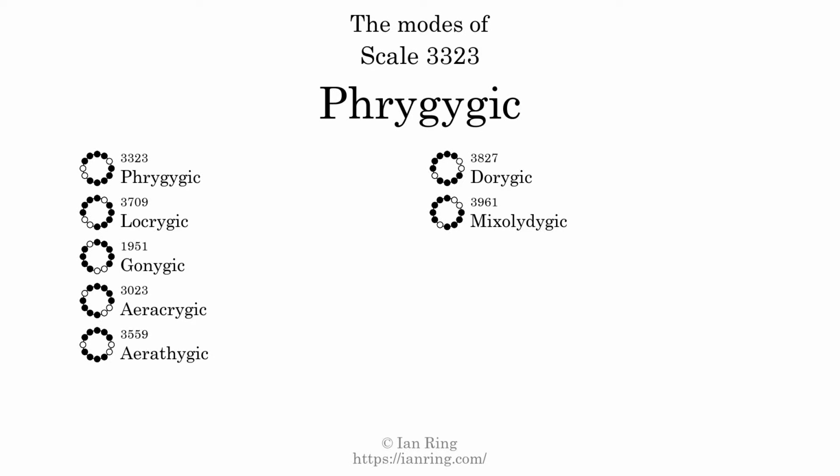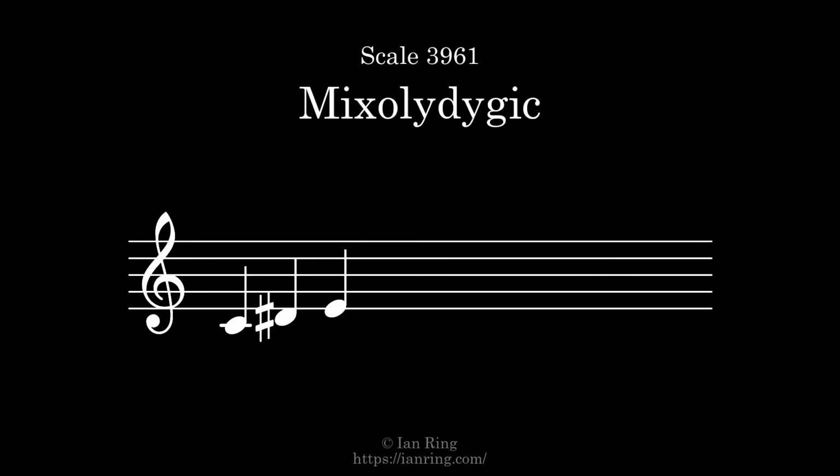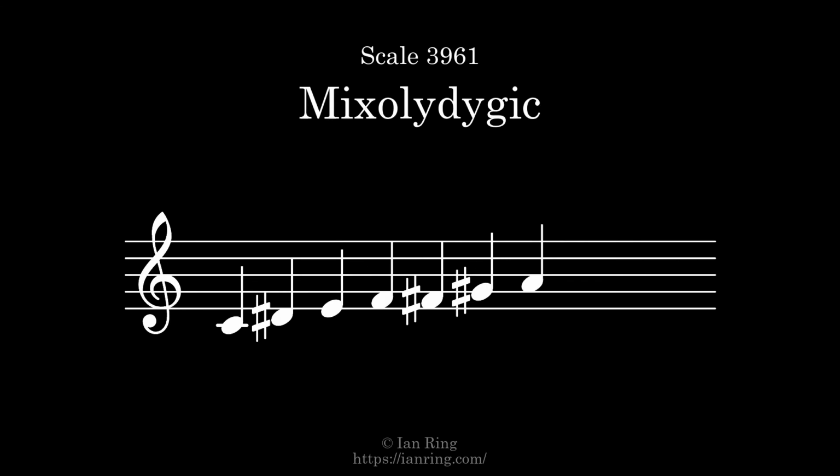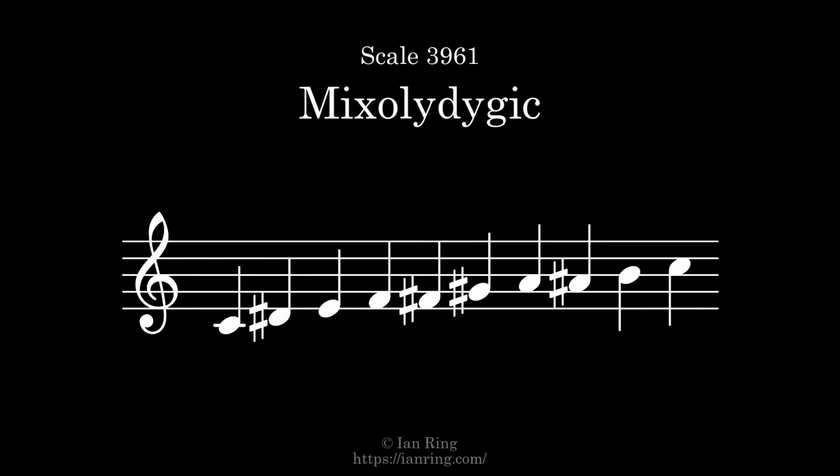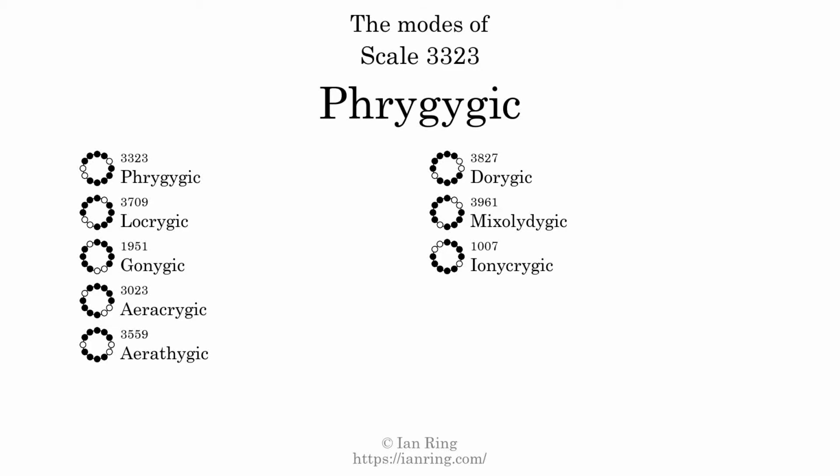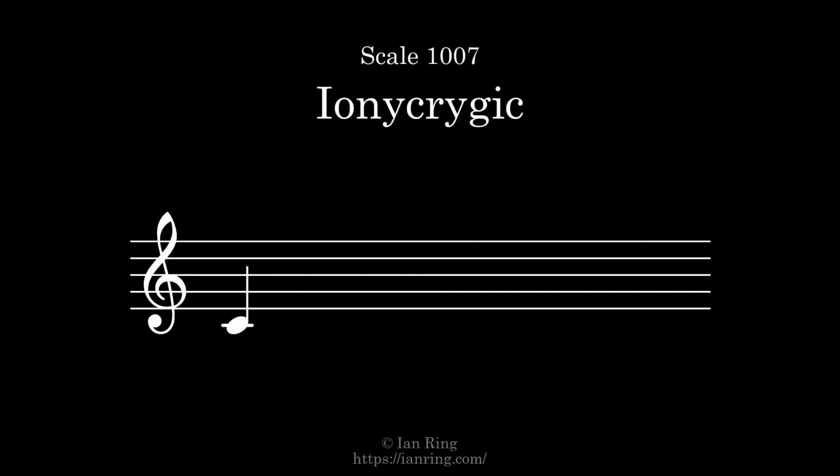The seventh mode is scale 3961, also known as Phrygygic. It sounds like this. The eighth mode is scale 1007, also known as Phrygygic. It sounds like this.